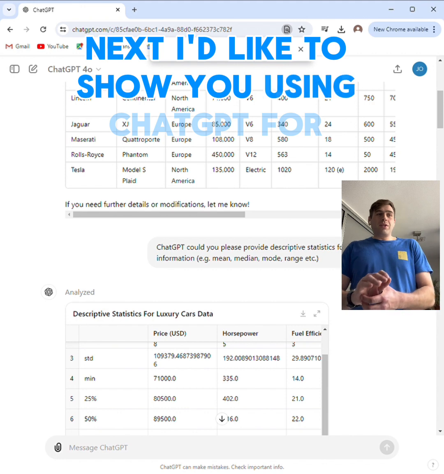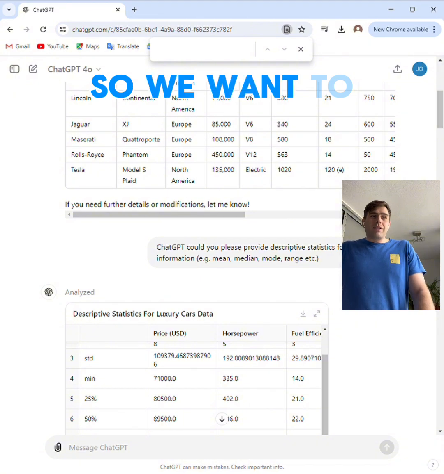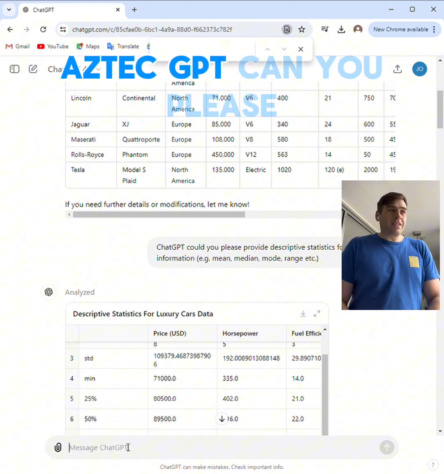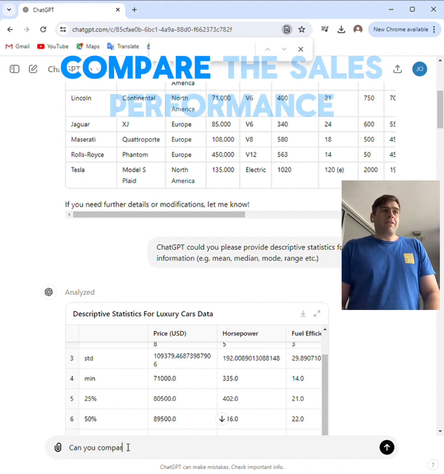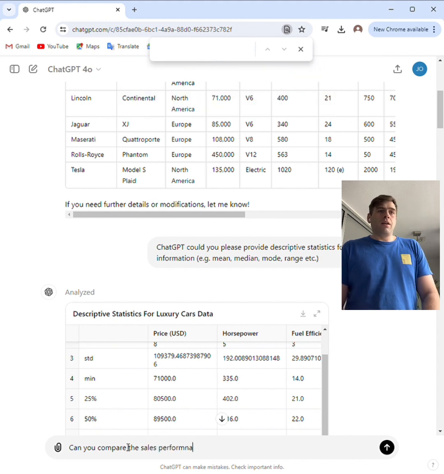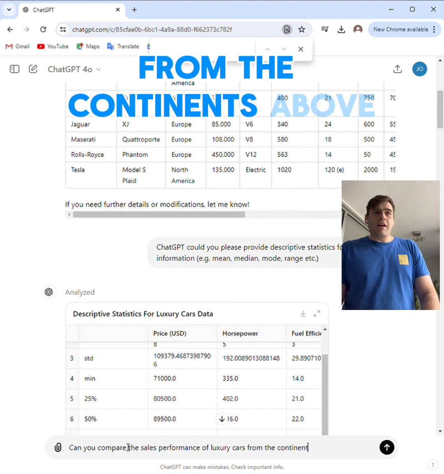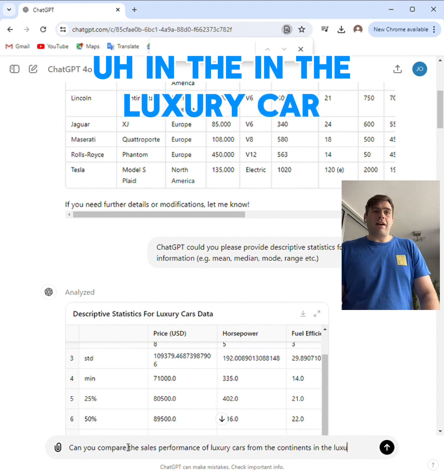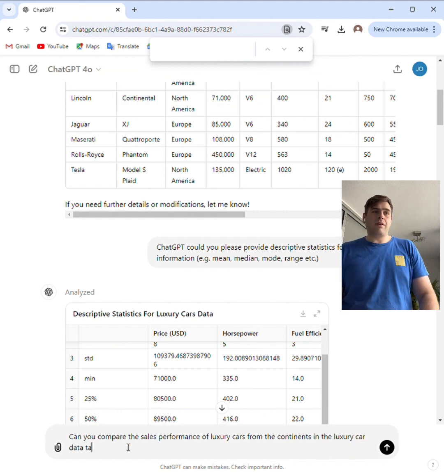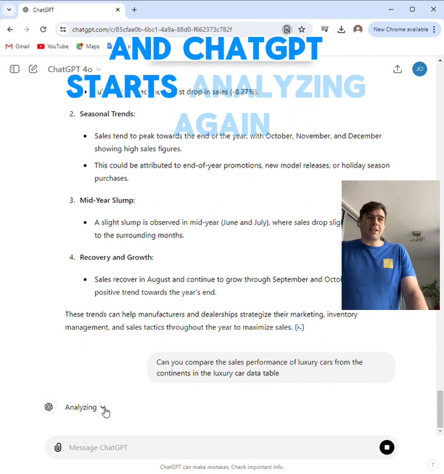But next, I'd like to show you using ChatGPT for comparative analytics. So we want to ask ChatGPT, can you please compare the sales performance of luxury cars from the continents above, in the luxury car data table. And ChatGPT starts analysing again.